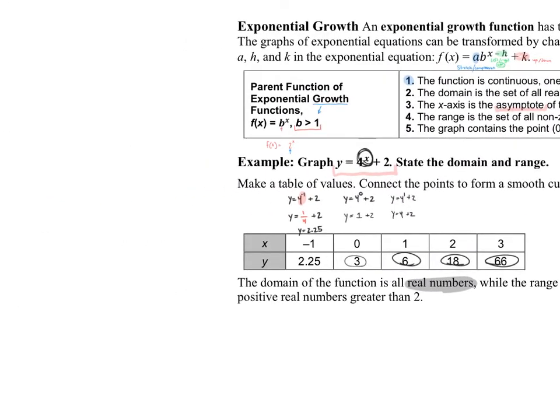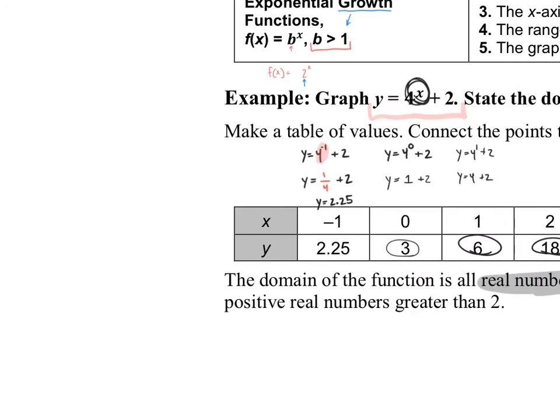And the reason for that is if I start to plug in other values of x, like if I plug in -2, 4 to the -2 power is 1 over 16. Sorry, this should have been a 2. So on this one, we'd get 2 and 1/16. If I plugged in x as -3, I would get 4 to the -3 power plus 2. That's 1 over 64 plus 2, so I'd get 2 and 1/64.